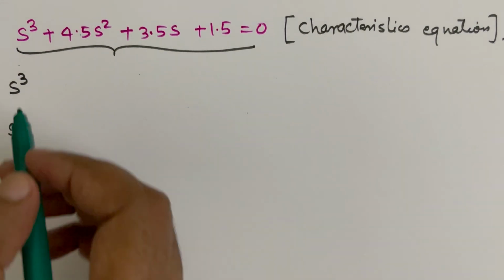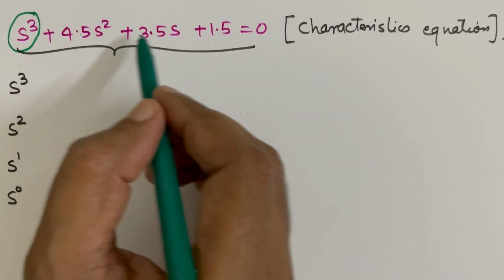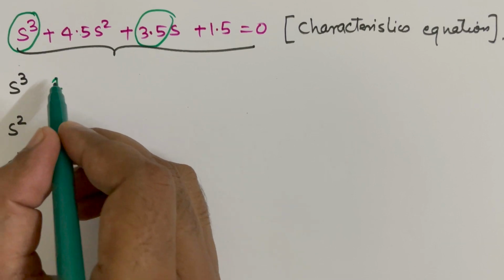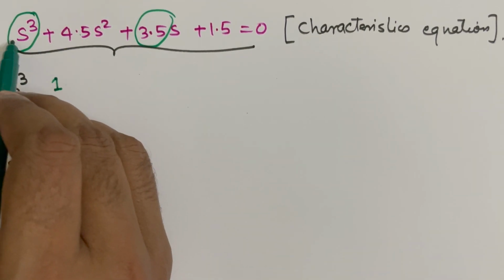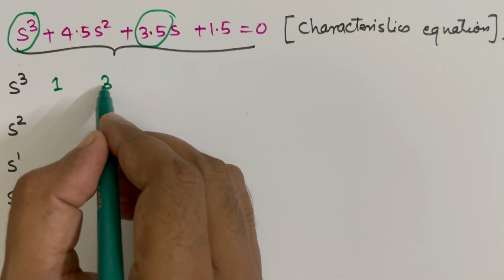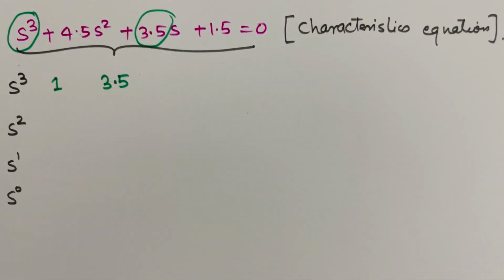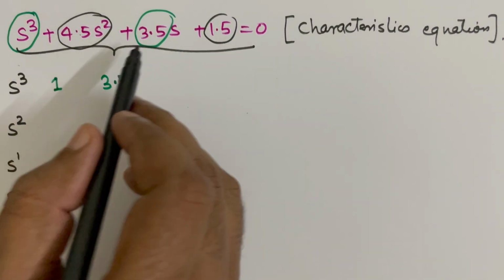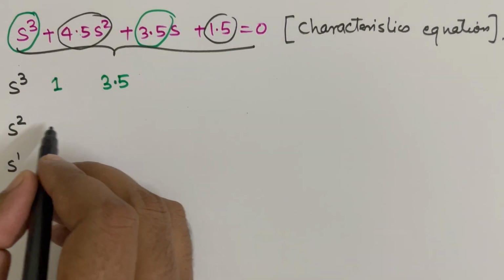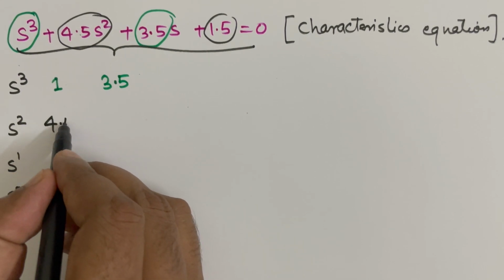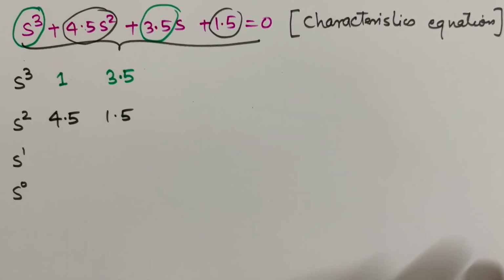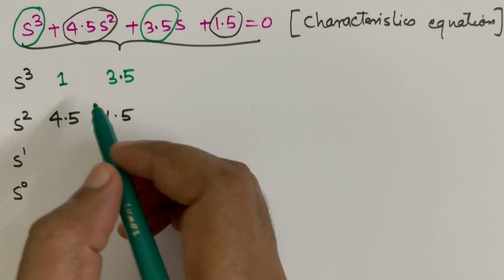Then for the s^3 and s coefficients, you write them in the first row: the coefficient here is 1, and here it is 3.5. Then you take the s^2 and the constant term, so you have to choose alternately. So here it will become 4.5 and then 1.5. After that we have to do the calculation.